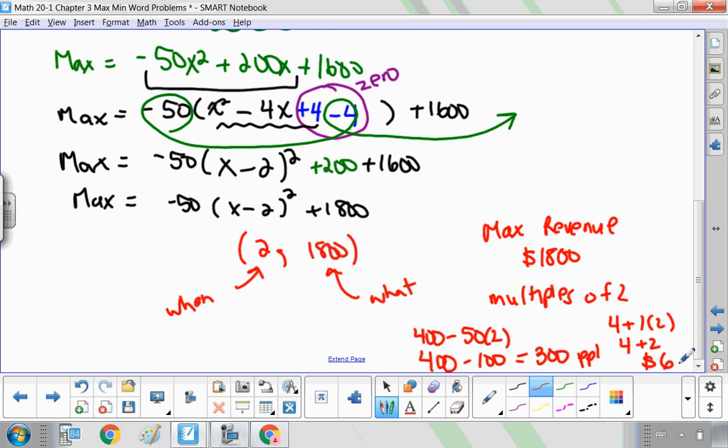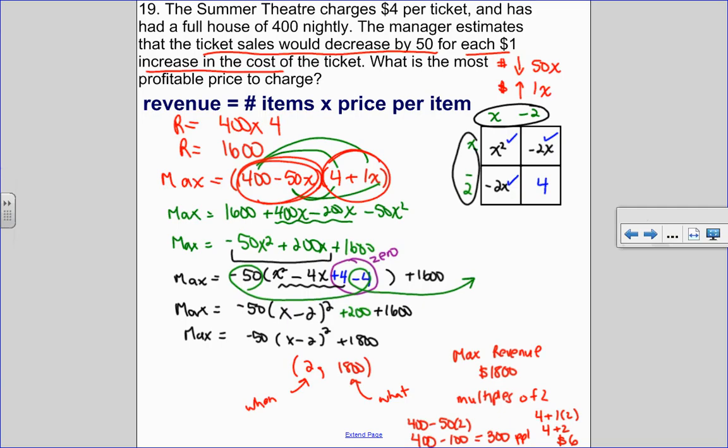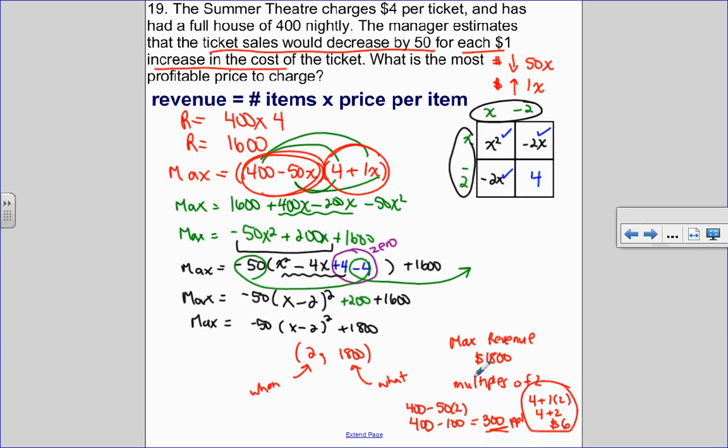So let's look at the whole question to make sure we answered it correctly. So it says, what is the most profitable price to charge? So the most profitable price to charge is $6. Having 300 people attend, I would have a maximum revenue of $1,800.